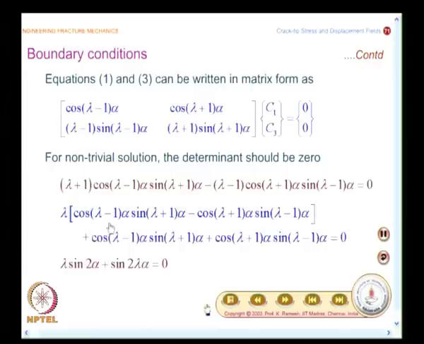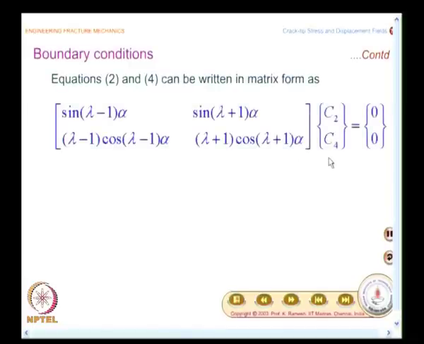You have to read this as cos A sin B minus cos B sin A, because lambda plus 1 is taken as, suppose I take this as B, I should say this is cos B sin A. So, if you use that rule from trigonometry, I can simplify this as lambda sin 2 alpha plus sin 2 lambda alpha equal to 0. I would have another set of expressions. This is one set of conditions I have got relating C 1 and C 3, because I need to solve for all the four coefficients.